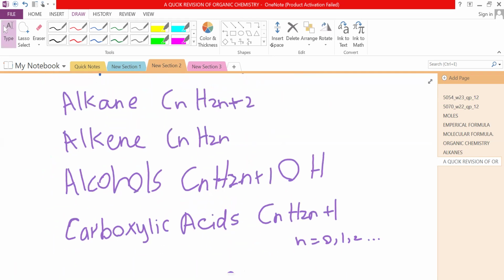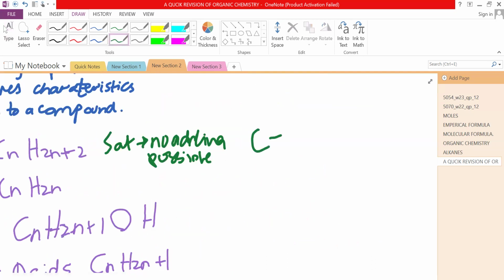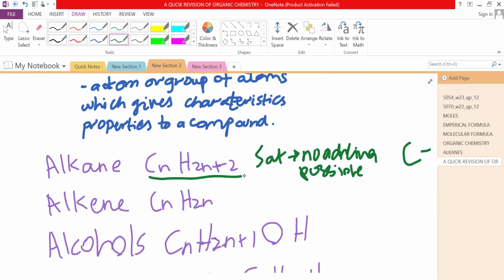Then let's move towards alkanes. What are alkanes? Alkanes are saturated hydrocarbons. Now, what are saturated hydrocarbons? I'm just writing a short form for saturated. Saturated hydrocarbons are those in which no addition is possible. Along with this, you should know that alkanes make single carbon bonds. And the general formula for alkane is CnH2n plus 2.